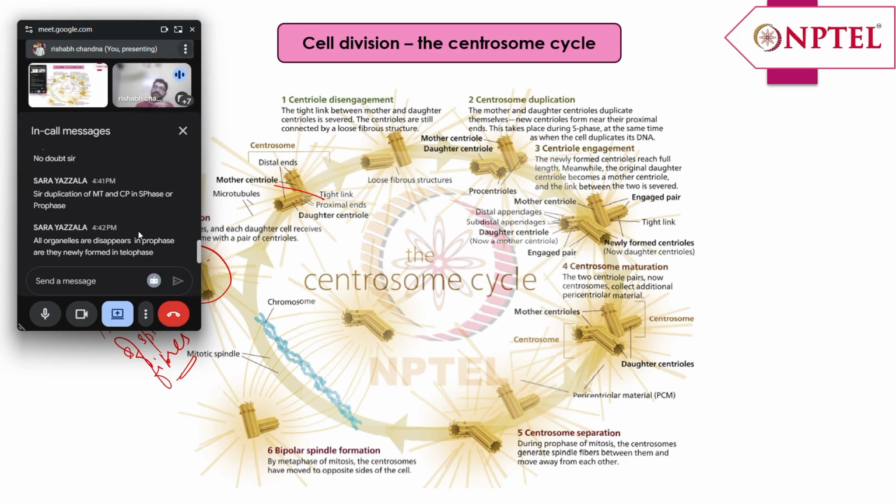Actually nothing disappears. They are just fragmented and kept as a small pouch in a distant part of the cell, so that they do not hamper any cell division process. All the organelles that disintegrate in the prophase reappear in the telophase. Is the explanation clear?